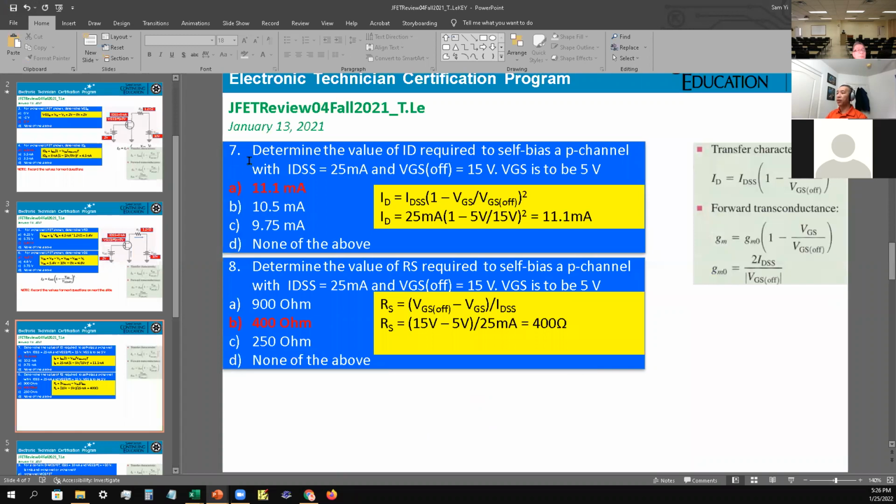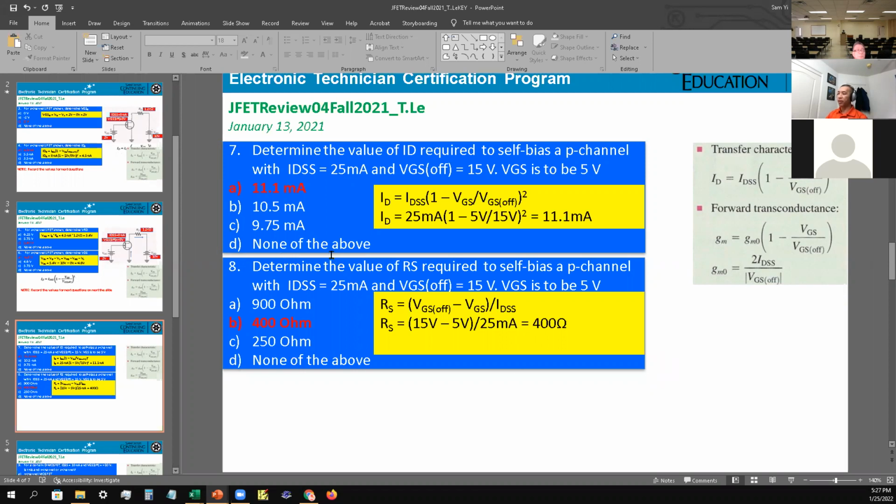Okay, for number seven, determine the value of ID required to self-bias a P-channel with IDSS equal to 25 milliamps and VGS off equals 15 volt. VGS is to be 5 volt. So we apply the transfer characteristic formula. ID equals 25 milliamps times the quantity 1 minus 5 volt divided by 15 volt, that quantity squared. You put it in your calculator, it should come to 11.1 milliamps. So the answer is A as in Apple for number seven.